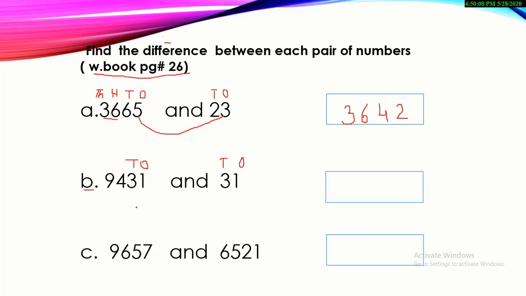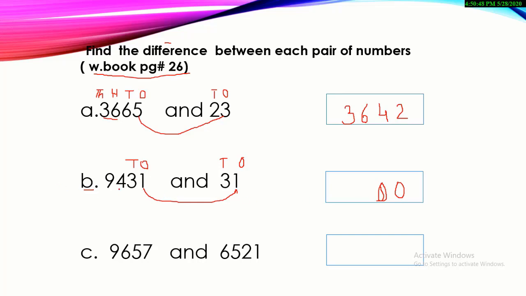Otherwise, sometimes students subtract ones with tens or tens with ones. So be careful. You are going to subtract ones with ones and tens with tens. 1 minus 1, what will be the answer? 0. Write it down, 0. 3 minus 3, what will be the answer? 0. Yes. My 0 is a bit bad. I'm just making it a proper 0.